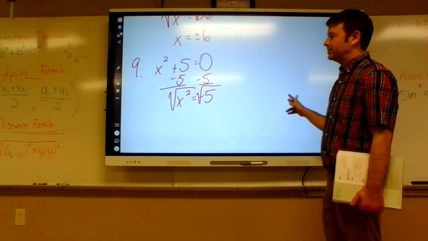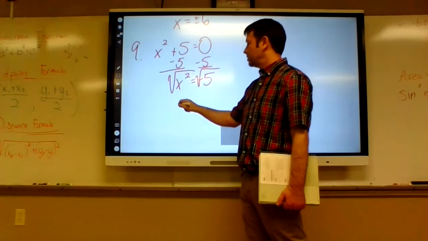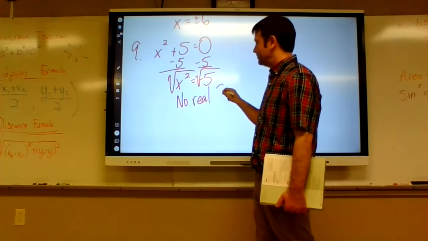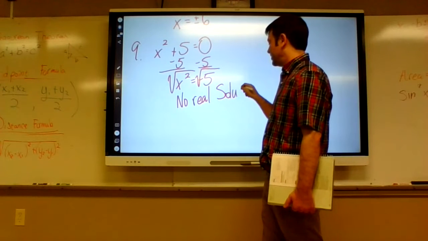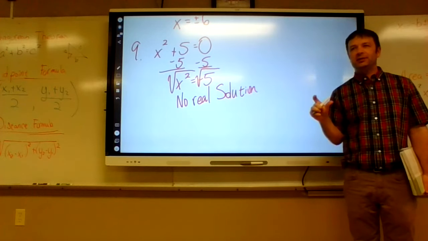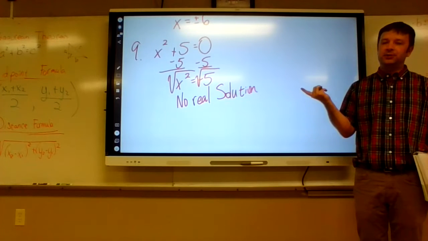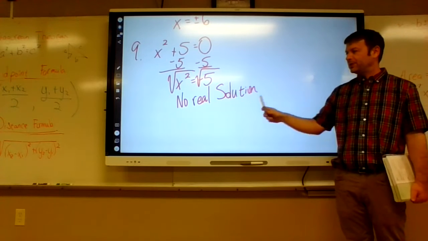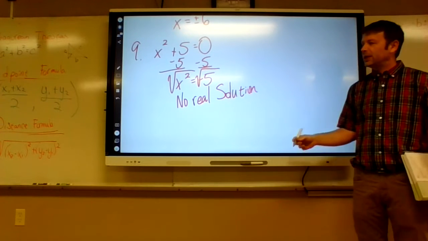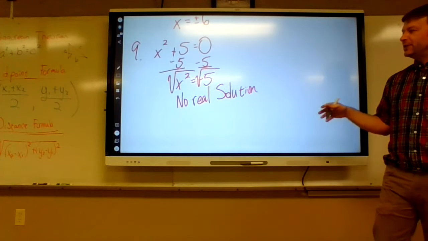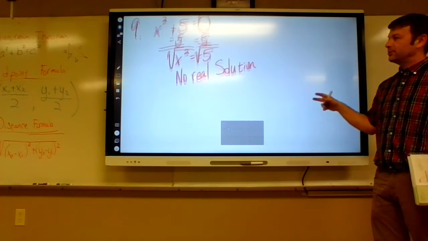Okay, not real. So we're going to put no real solution. Now, probably you shouldn't put no solution because technically there is an imaginary solution, but that's an Algebra 2 concept. So for now we're just going to put no real solution. There is one even that has no real solution. There's only one odd and one even.